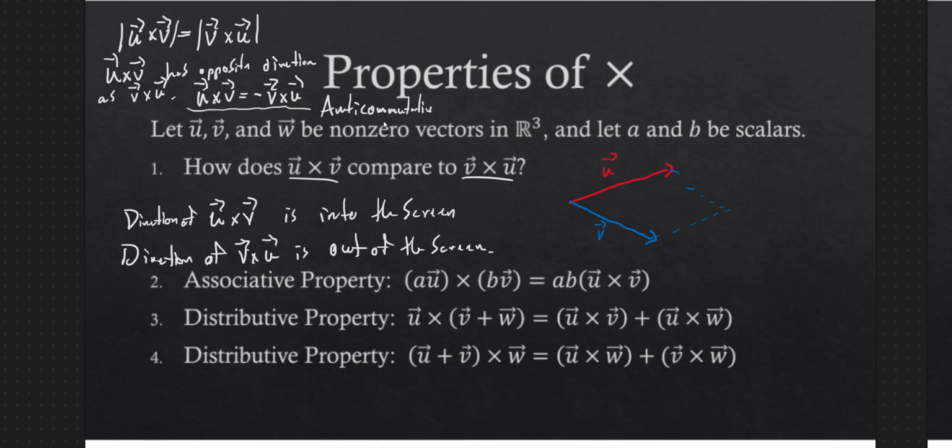So what else do I want to say here? They're anti-commutative. So that means order is very important. The order in which you write a cross product is very important.